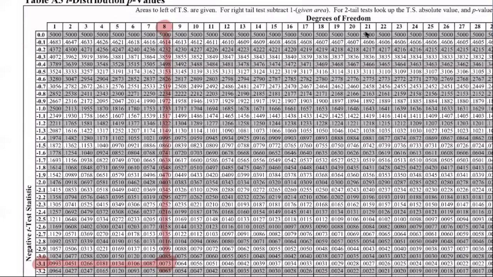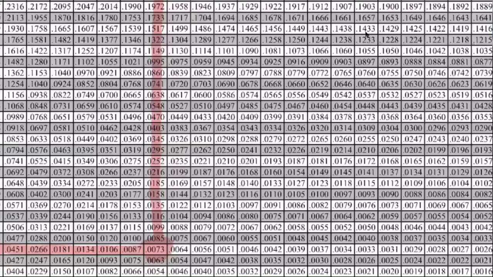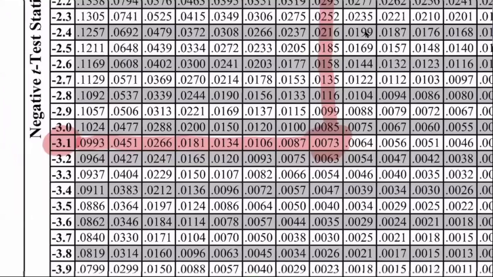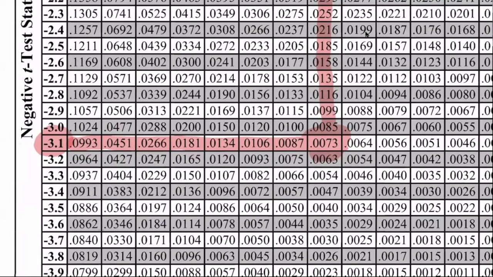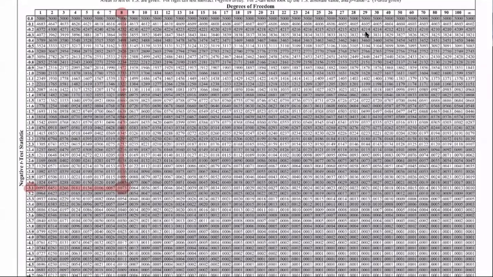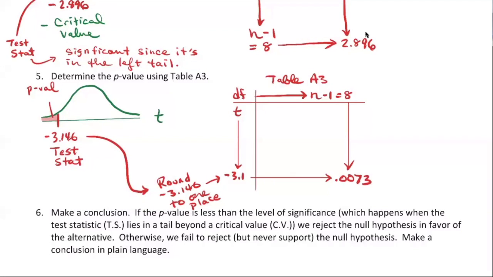So that 0.0073, remember these tables for p-values only give areas to the left, just like table A1, which was the first table we started using. That was for the normal distribution. This is the t distribution, but the table is the same. It gives the area to the left. Okay, so it looks like it's 0.0073, with 8 degrees of freedom.